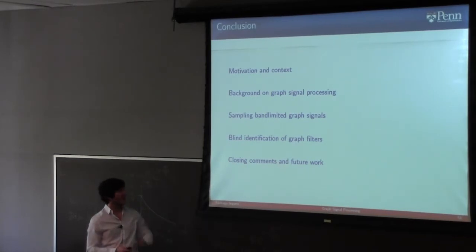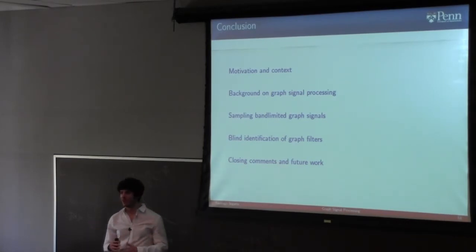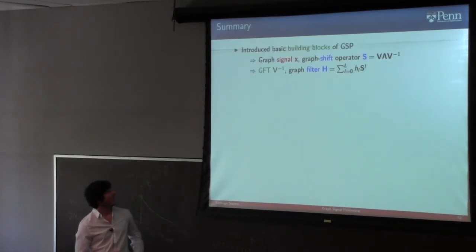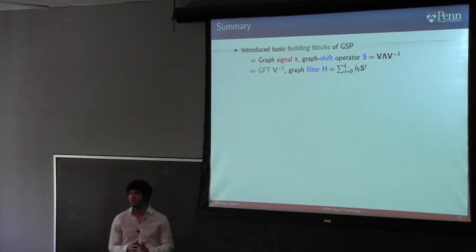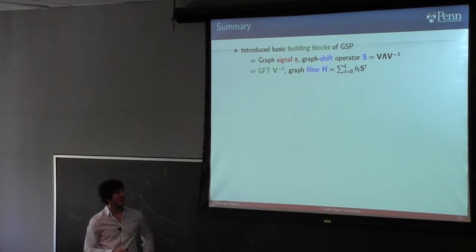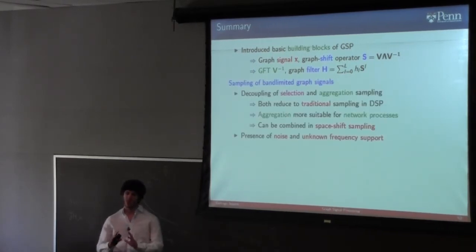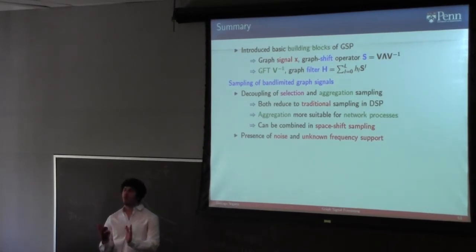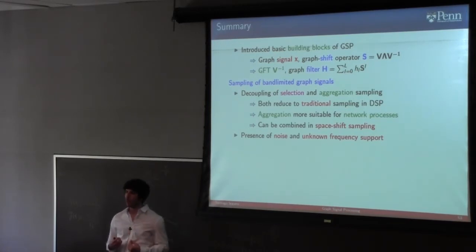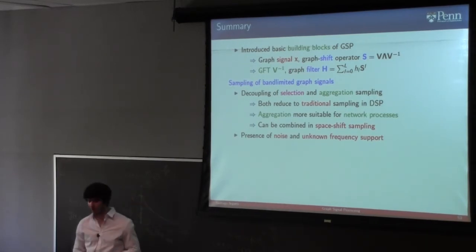Great. And now, just a few concluding remarks and a summary of what we've done today. First, we did an introduction of what GSP, graph signal processing, is, some building blocks, some basic notions of it. Once we got that intuition with us, we went on solving one of the most basic problems, which is sampling. And here we saw that the traditional way of sampling can now actually be decoupled into two ways.